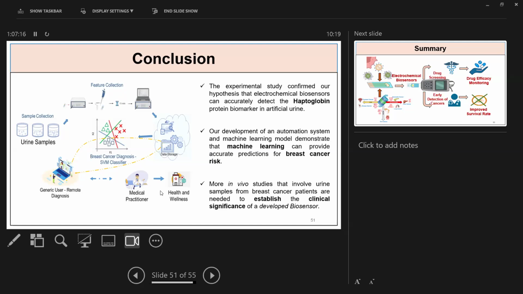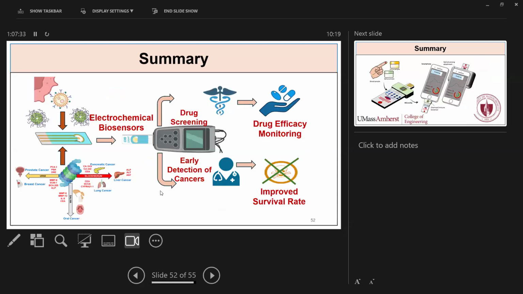Our main goal is to collect just the urine sample, use machine learning with this chip, and send the result to the medical practitioner, and immediately he will give you advice on what exactly to do as a follow-up. So our main aim is early detection.